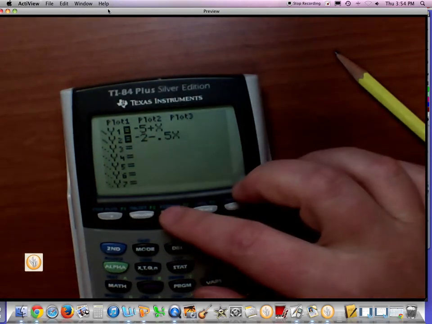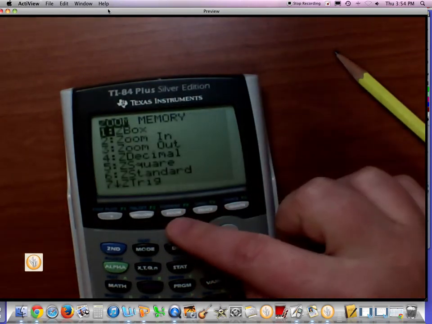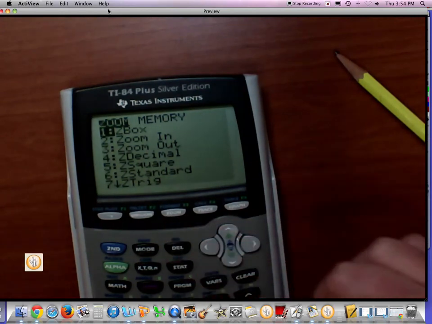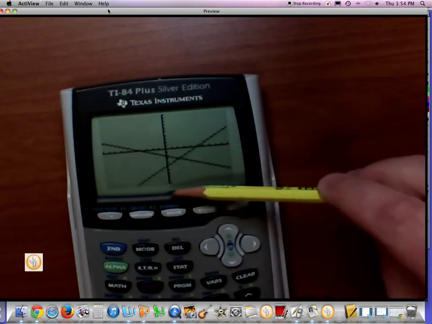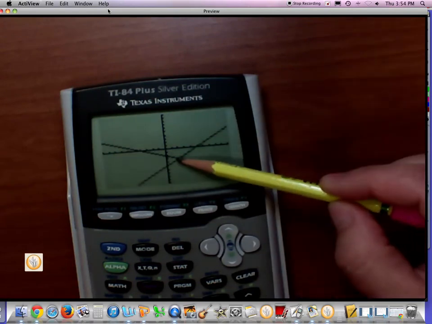All right, I think I'm going to go zoom. That's that button right there. I'm going to go down to 6 because that's what we call a standard window. It's like negative 10 to 10, negative 10 to 10. I love this one for graphs like this.